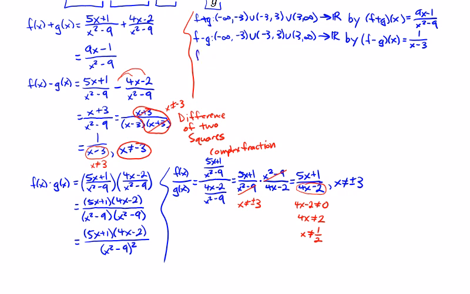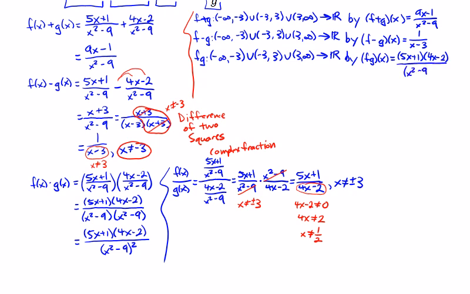Now let's go to the product, fg. The product will also have the same domain, which is going to map to real numbers, given by the equation fg of x is equal to 5x plus 1 times 4x minus 2, all divided by x squared minus 9 squared.